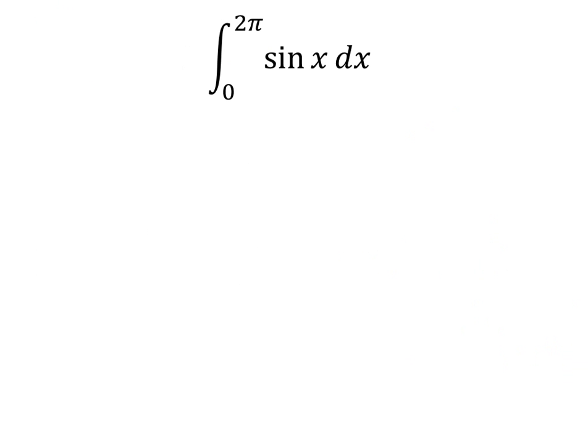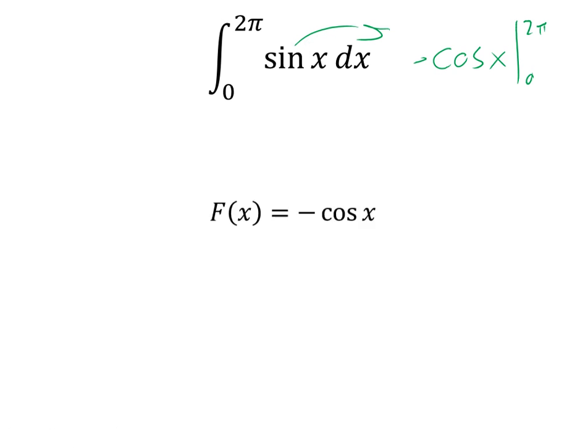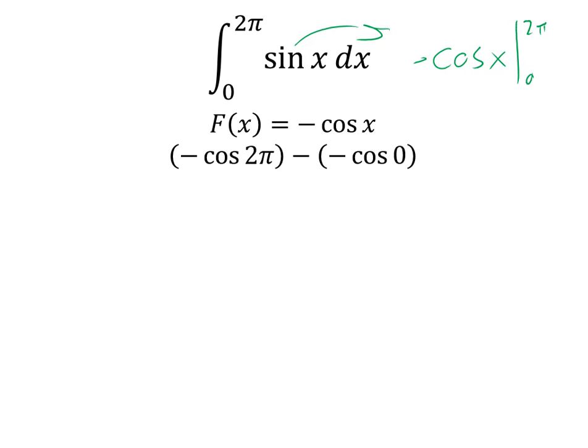So we've got sine x dx from 0 to 2 pi. My mistake, 0 to 2 pi. So what we're going to do is take the antiderivative of this, which would be cosine. Actually, it would be negative cosine of x. We're going from 0 to 2 pi. And so now we'll plug in our numbers. When we do this, we end up getting 0.